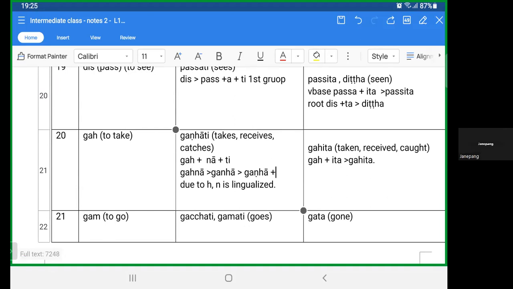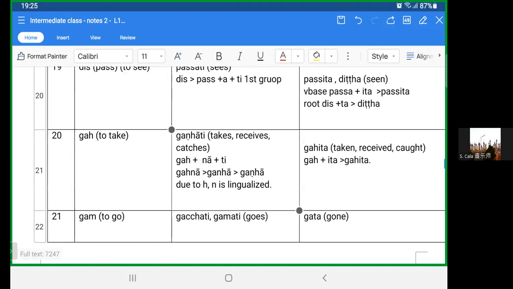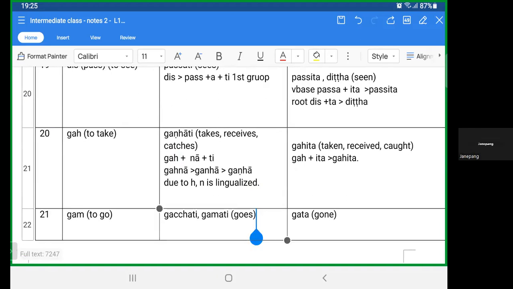Let me check. Ganatik. Yeah, what's the tik? Correct. You put the ti, it becomes ganati, correct. Yes, no problem. Okay, then you try the next one.